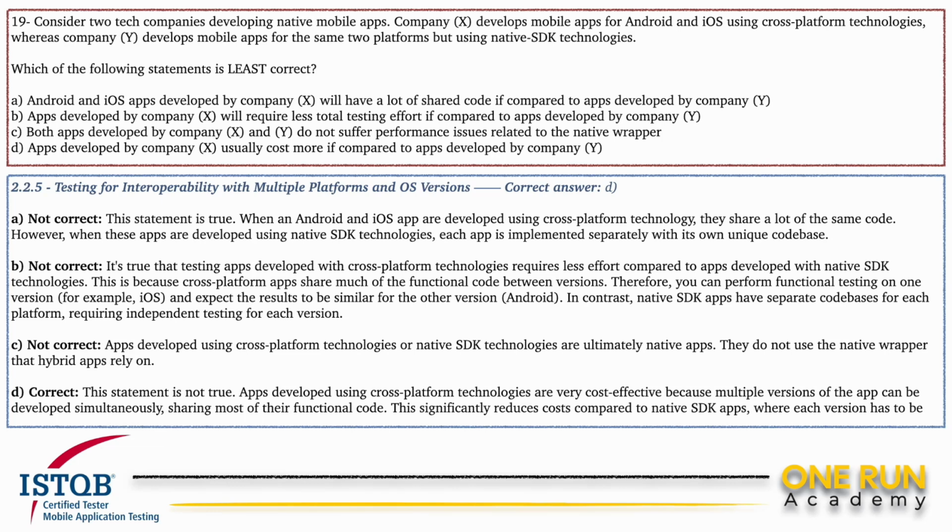Moving to option B. Testing apps developed with cross-platform technologies indeed requires less effort compared to apps developed with native SDK technologies. This is a 100% true statement. This is because cross-platform apps share much of the functional code between versions. Therefore, you can perform functional testing on one version, for example iOS, and expect the results to be similar to the Android version. In contrast, native SDK apps have separate code bases for each platform, requiring independent testing for each version. Moving next to option C, this statement is also a true statement.